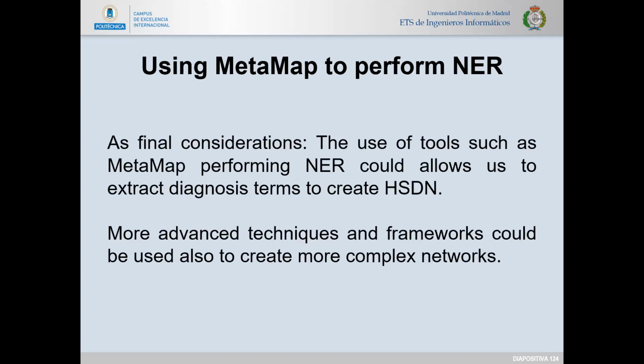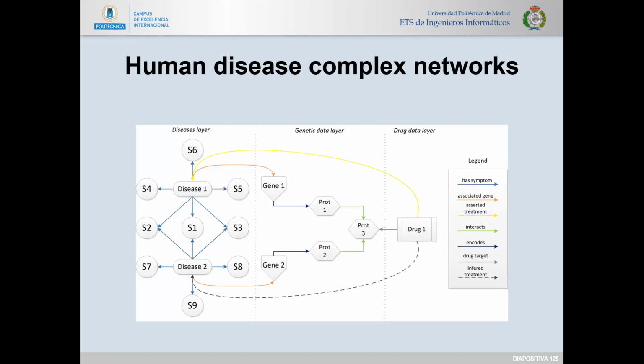To improve this, we developed some things that I'm not going to explain here because it's too much. A final consideration: tools such as MetaMap allow us to extract this type of information and create this HSDN, but more advanced techniques and frameworks can also be used. When we apply MetaMap, what we basically get is something like this, where we have the diseases associated to symptoms. And then, not with MetaMap but with other tools and techniques that I will not explain here, we are also able to get the genetic and the drug data, which will be in those layers.